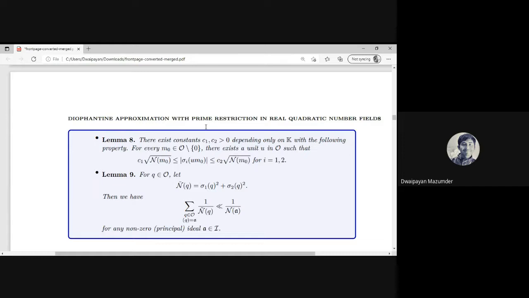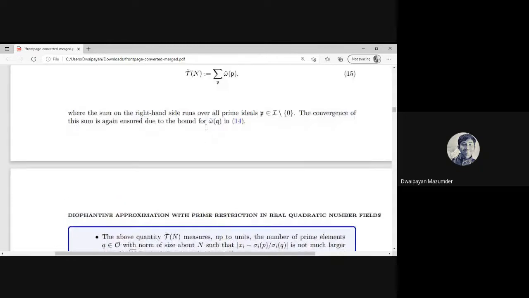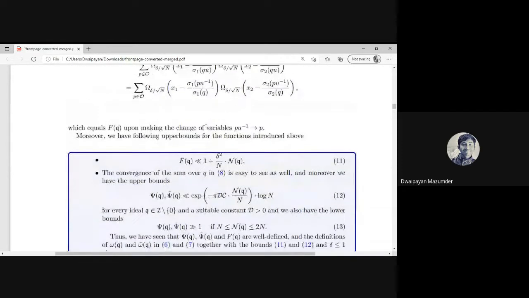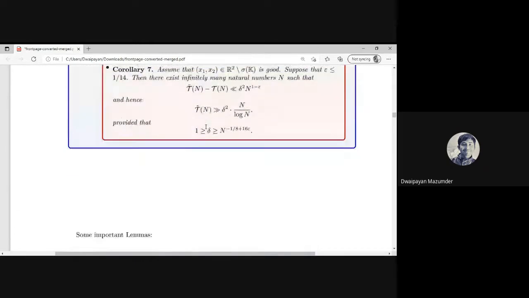This lemma actually depicts that there is always a universal unit. If you multiply it with this m0, then you are in a sort of range of the square root of the norm. We have used this lemma in many places, in fact more or less all places, also in the case of bounding these functions. Here we have bounded this function f_q. For getting such bounds, and in many cases in type 1 and type 2 sums, we have used this.